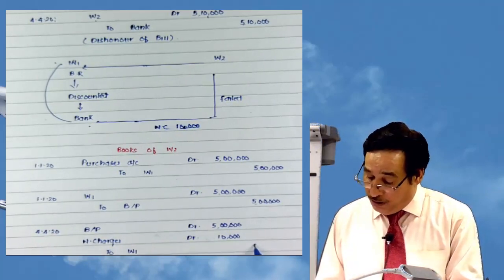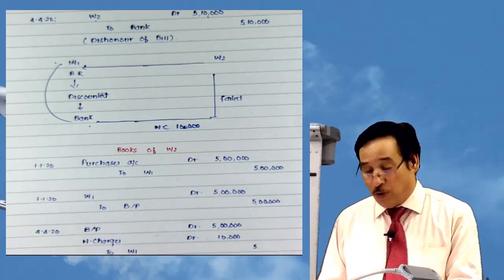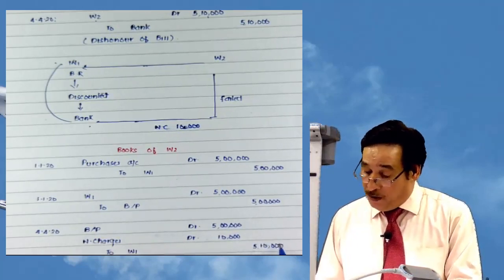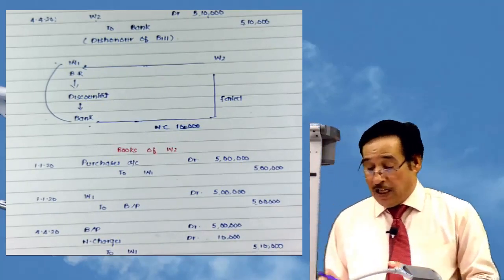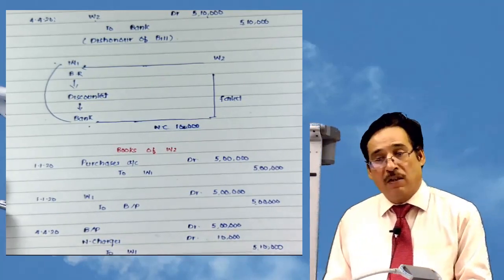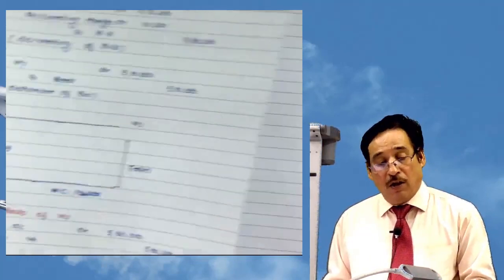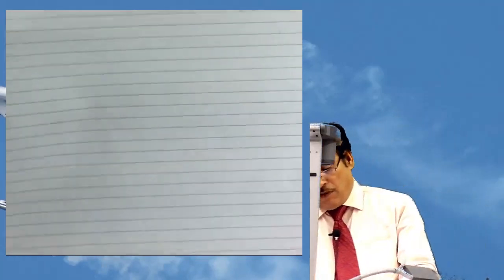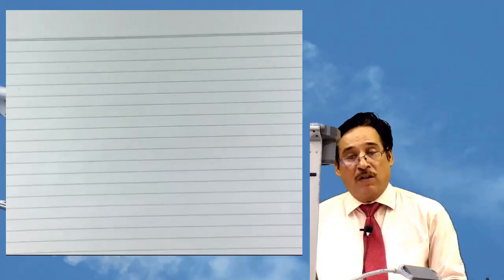So W2 is supposed to pay W1 5,10,000. So this will be the entry as far as W2 is concerned. Is it clear to you or not? I hope it is clear. So in the next session when we meet, we'll talk something more on this aspect. Correct?